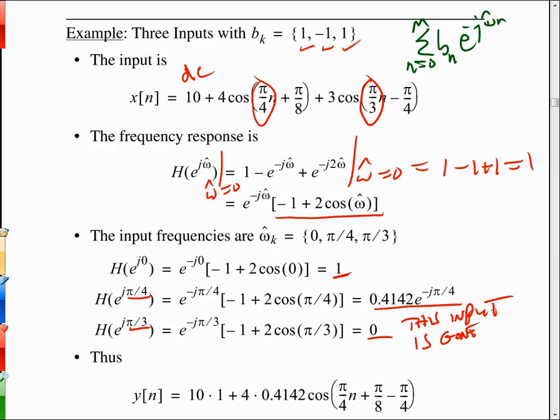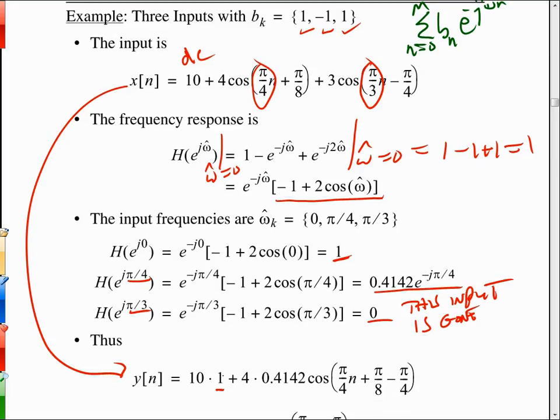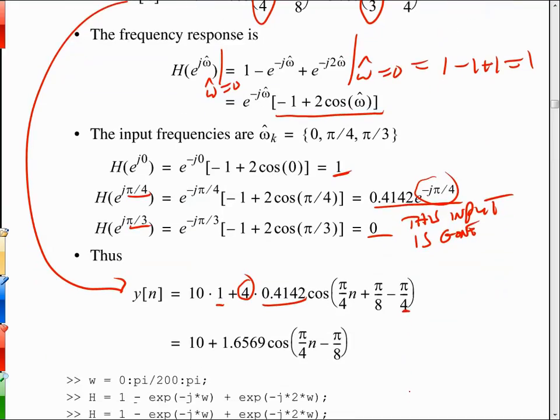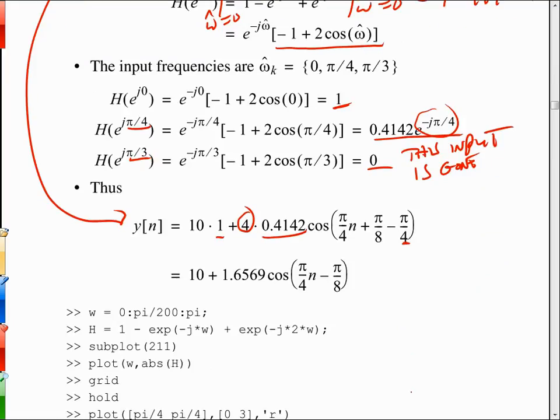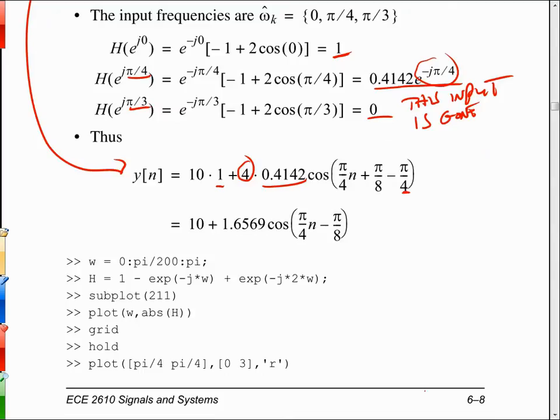So it comes through to the output, because again, we get the output by multiplying each of the respective terms by the magnitude response, and then apply the phase shift inside the argument of the cosine. So the DC term picks up the gain of 1, which makes it come out as 10. The pi over 4 radians per sample cosine wave picks up the gain factor of 0.4142 times the magnitude of the input, which was 4, and then the phase shift, the minus pi over 4, gets incorporated inside the argument of the cosine as an additional phase shift due to the filter. So we get 2 terms coming at the output. So we've removed one of the input signals and we've modified the amplitude of the other one. We've reduced it down slightly.